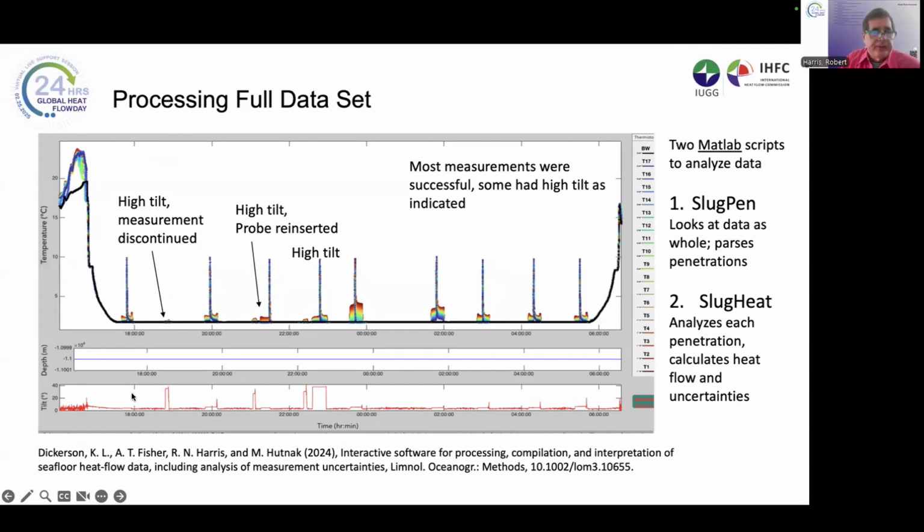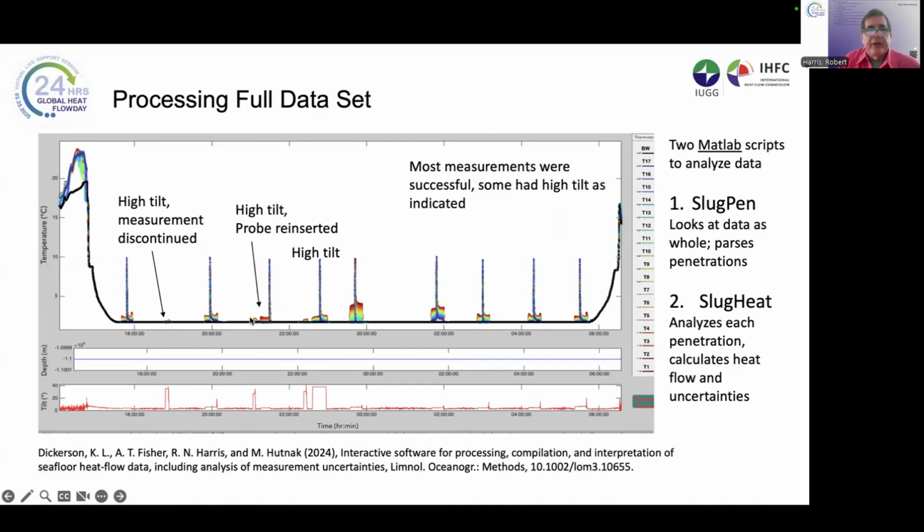In this case, this is tilt right here. This is depth, although it wasn't working for this station. And then here's temperature. So here was a high tilt and the probe fell over. So instead of waiting the 15 minutes, we could just pick it up off the bottom quickly, move the ship, and try again. And so here's a successful heat flow measurement.